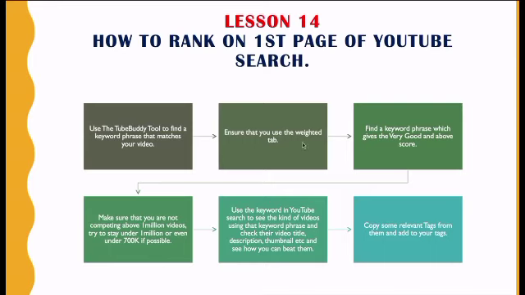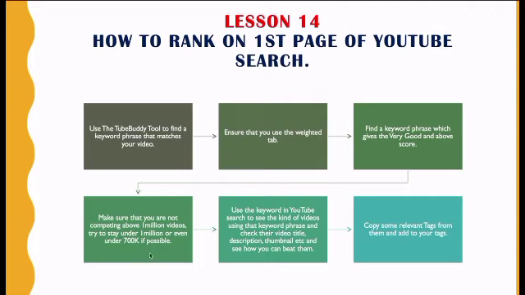And then also always ensure that you use the weighted tab. That gives you information related to your channel, number of subscribers and number of views. It tells if you can rank for the video or not. So find a keyword phrase which gives a very good or excellent score. If you don't find one, you can do good as well. And then make sure that you are not competing against more than 1 million videos. Try and stay under 1 million or even under 700k if possible.